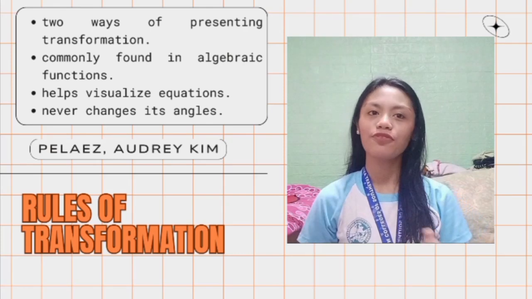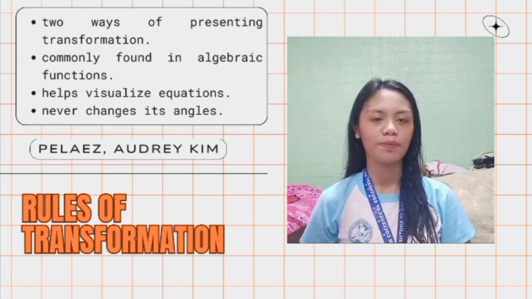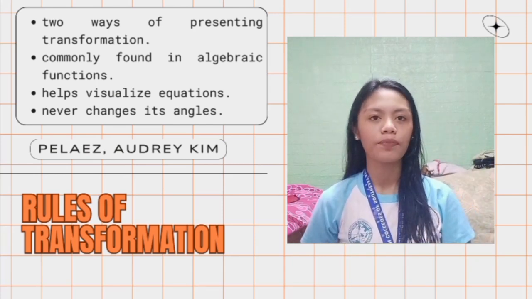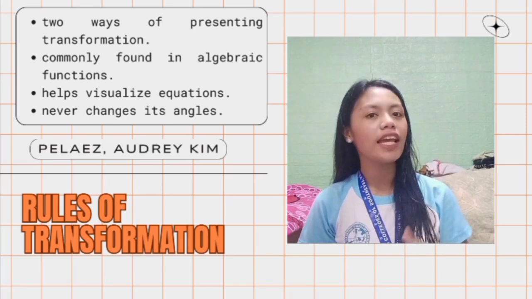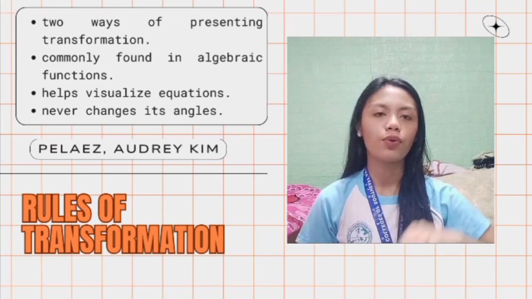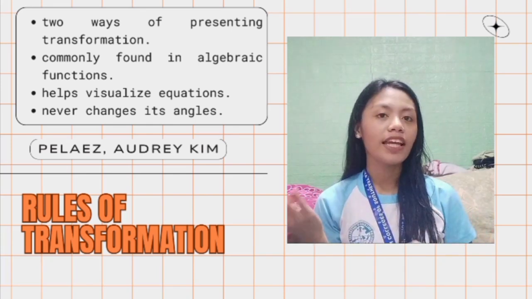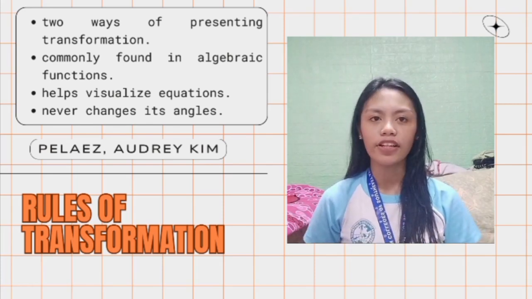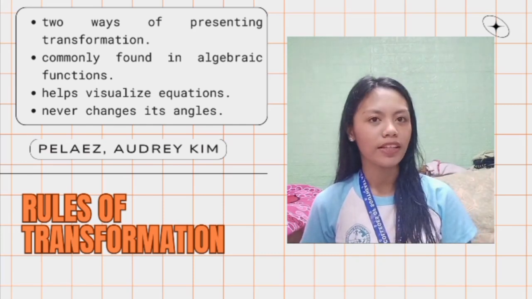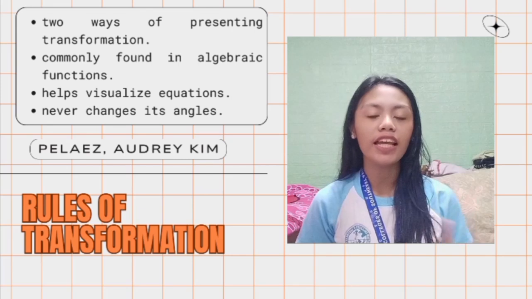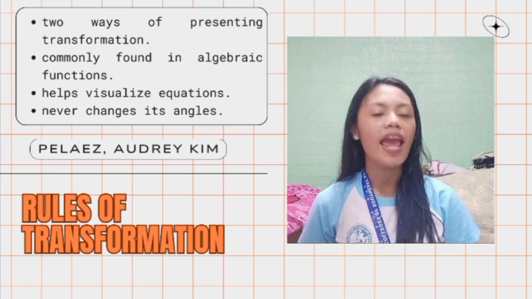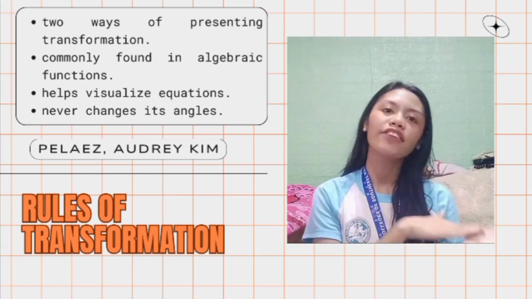Okay, so now let's move on to the rules of transformation. Let's start with the two ways of presenting transformation. The first one is algebraically and the second one is graphically. So I will explain those two. The first one, algebraically, is a mixture of numbers and letters. For example, 3x plus 5. So that is algebraically. And the second one, graphically, is about explaining in a very clear and understandable way, and it may use charts and graphs.